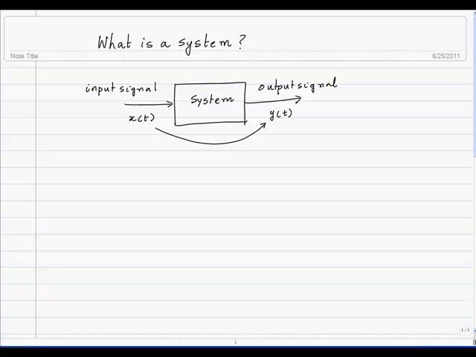So when I specify a system, what I mean is I give you enough information for you to be able to find the output signal y of t for every input signal x of t, and there is some relationship between y of t and x of t. Similarly, in the discrete time case, we could say that the input is a signal x of n, which produces an output from this system, which is another signal y of n.